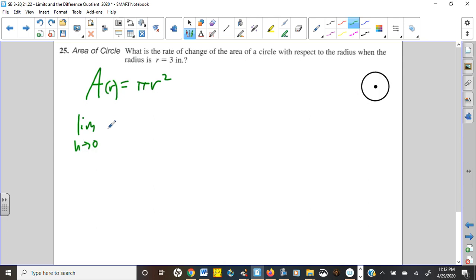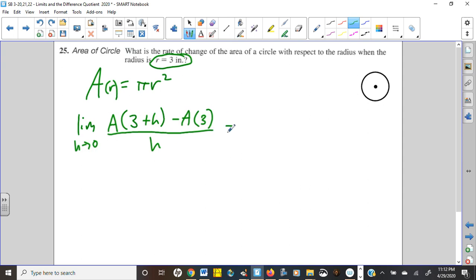And we'll do A of, now remember, they want us to do 3. So I'm going to plug a 3 in for r: A of 3 plus h minus A of 3, all over h. So that's really what we're doing. It's the same idea. And you don't have to call this A if it confuses you. You can call it f of a still, or f of r, whatever you want. But it's really the same stuff.